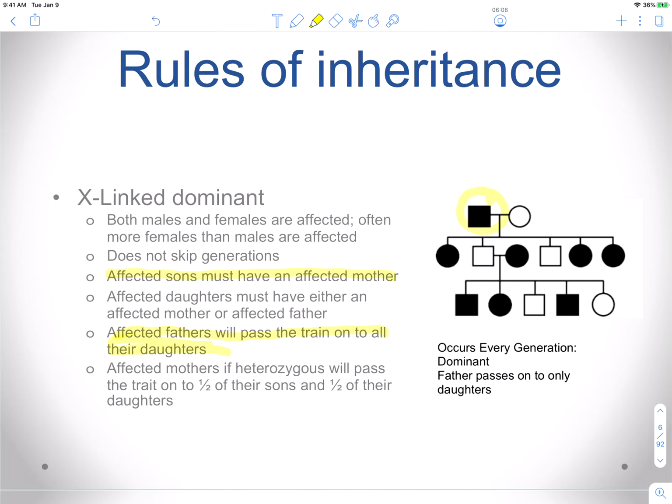So here's an affected father, and all of the daughters get the trait because they can only get one X from the father. That's all he has. And it is an affected X, and so it will get passed down to every single daughter. Affected mothers, if heterozygote, will pass the trait on to one half of their sons. So here is an affected mother, and half of the sons of that mother are affected, for example.